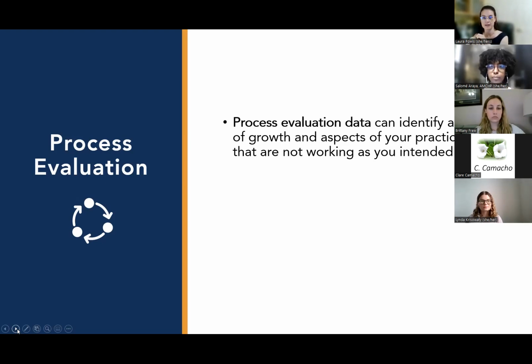Can folks share examples of things that they remember that we discussed for process evaluation in the chat? So what are some examples of a process evaluation? What types of things might you be looking at in a process evaluation? And you can come off mute or chat them in.